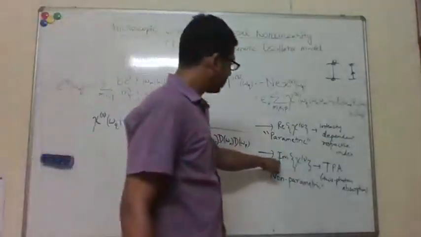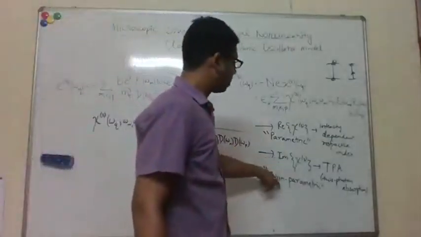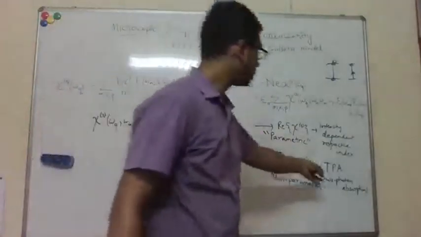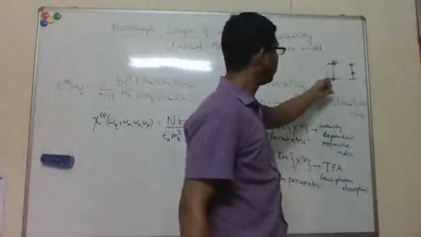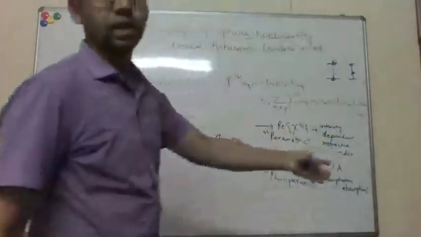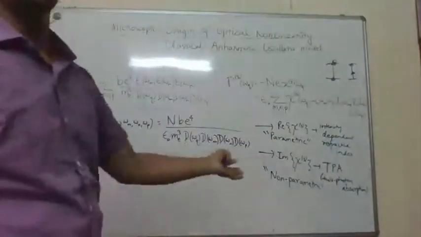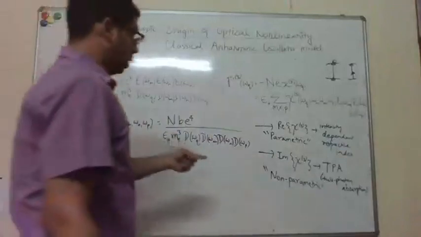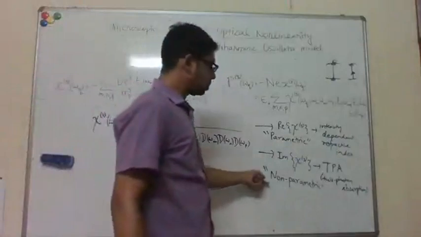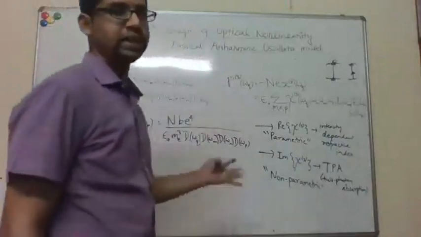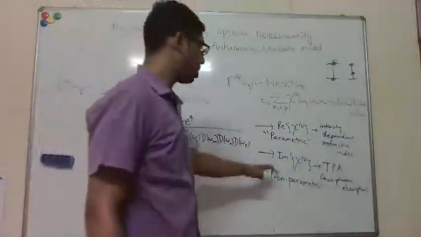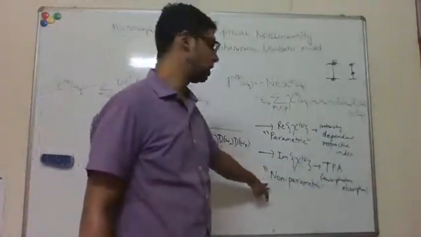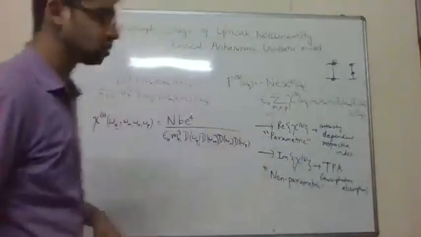The imaginary parts give rise to non-parametric processes, where of course you can see there is some kind of loss involved, right? So what is absorption? Basically you are taking energy from the optical field and then dumping it into the medium, right, which is eventually lost as heat or what have you. So those processes which actually exchange energy between the medium and the optical fields are called non-parametric. So some examples are Raman and Brillouin scattering, which we'll discuss towards the end of the course.